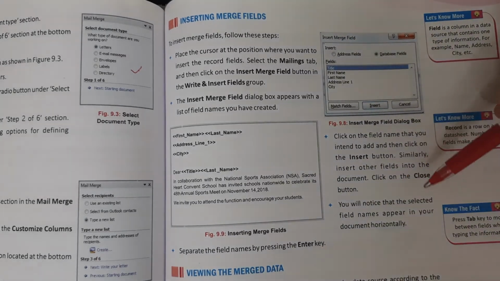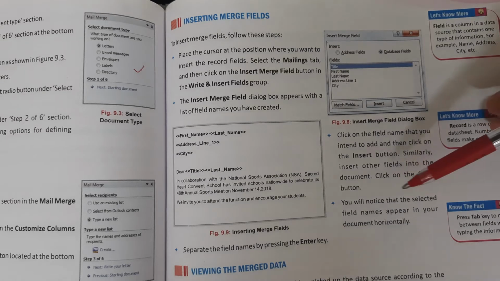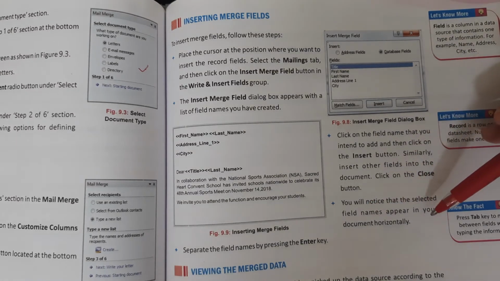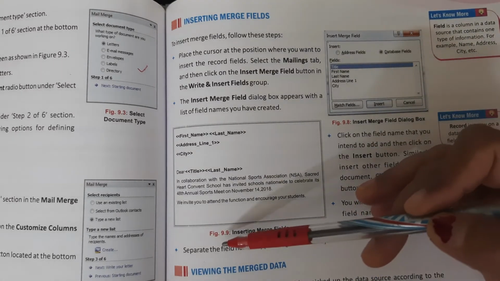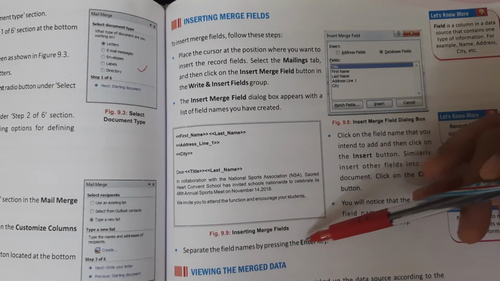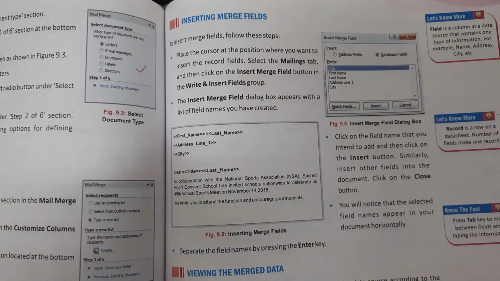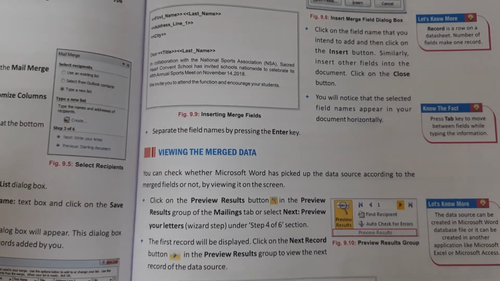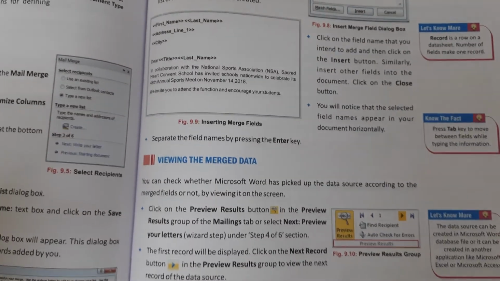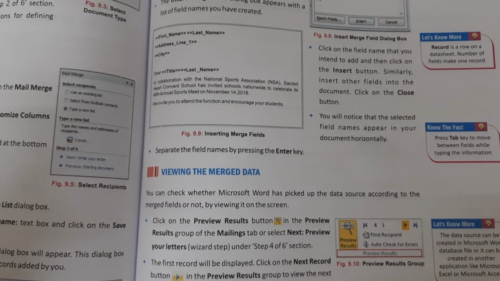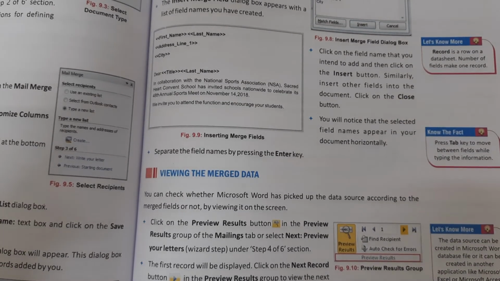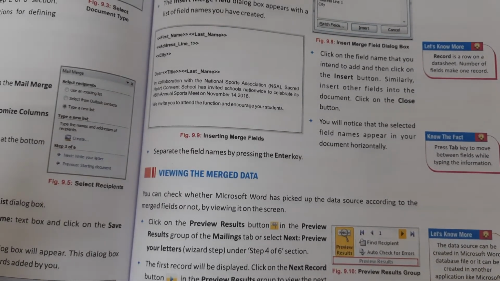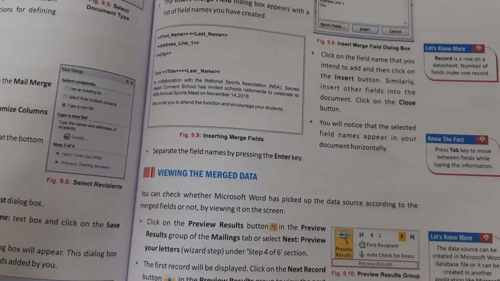Click on the Close button. You will notice that the selected field names appear on your document horizontally. Separate the field names by pressing the Enter key. Viewing the merged data. Now see, whatever data you have merged, now how to view that data. You can check whether the Microsoft Word has picked the data source according to your merge fields or not. How you can see? By viewing it on the screen.